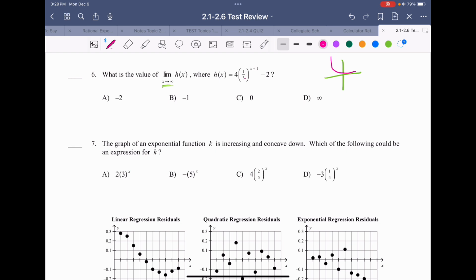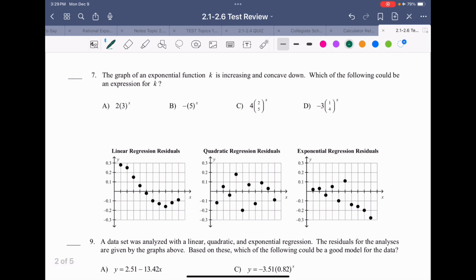And so as we approach infinity, if I don't have any shifts, I have a horizontal asymptote at 0, but this shifts it down, so it's actually going to be approaching -2 and not 0.